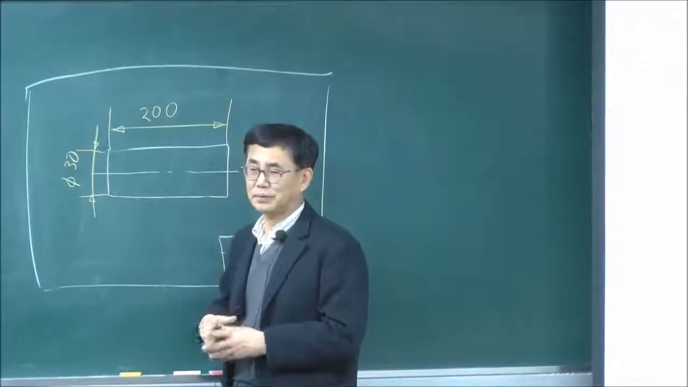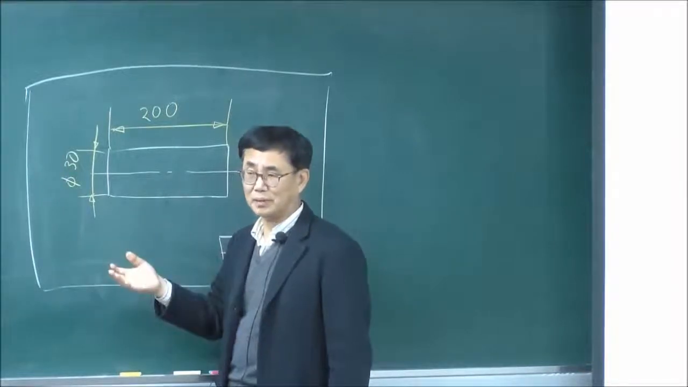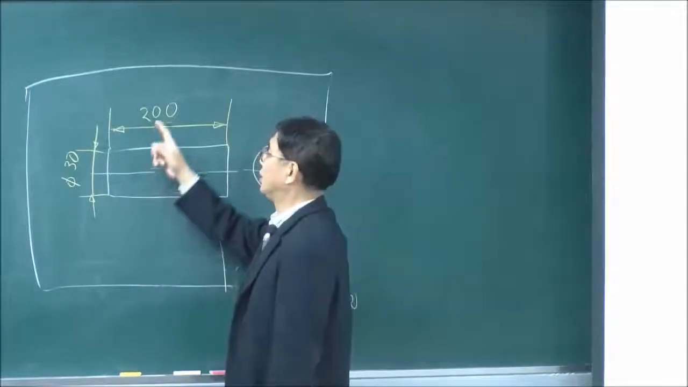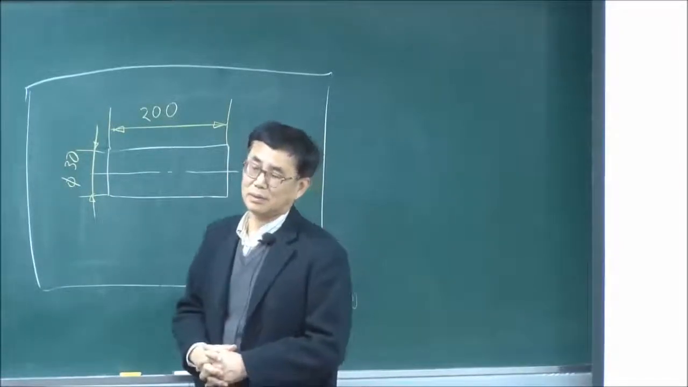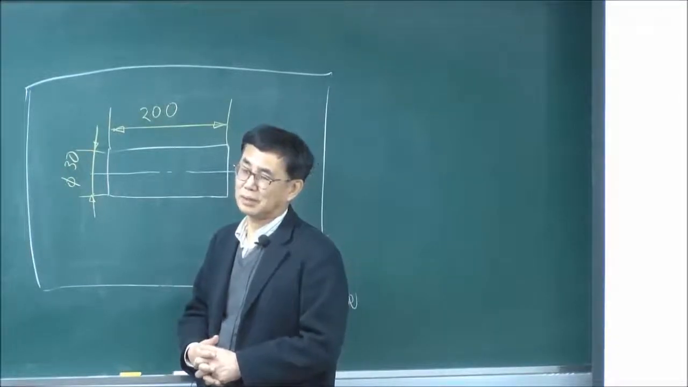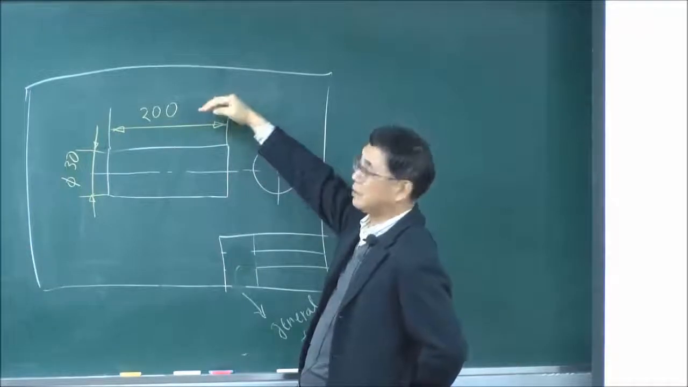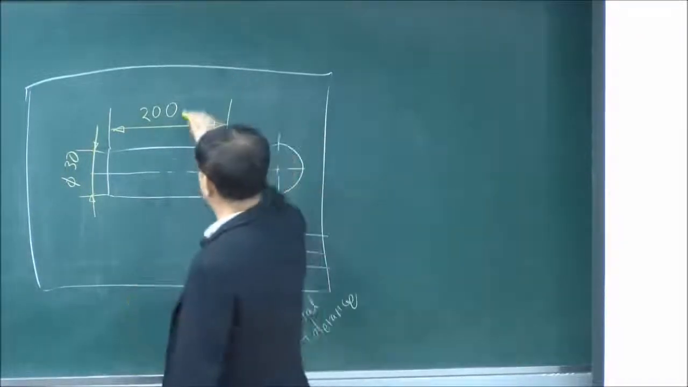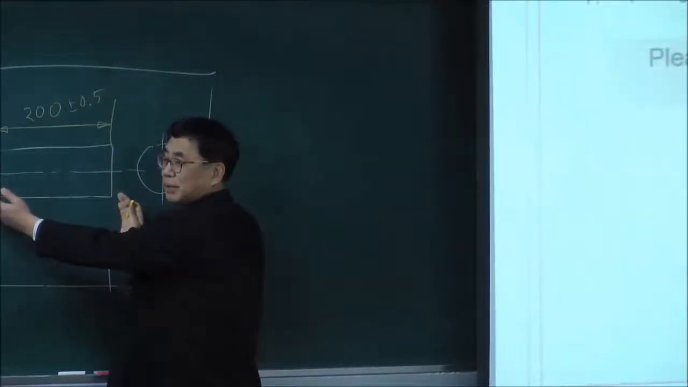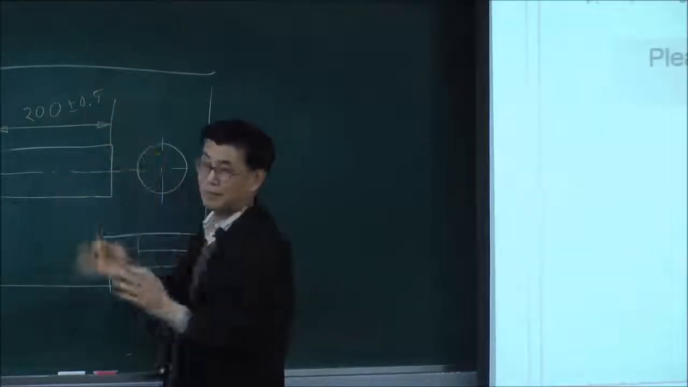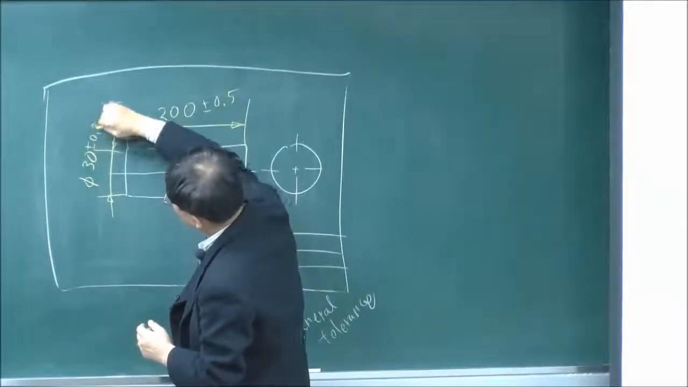There is no way to manufacture exactly 200.0000. It is a very, very expensive requirement. The cost to generate a 200.000 millimeter cylindrical part may be more than $10,000. It's very expensive. So you may give the number 200 some allowance, maybe plus minus 0.5. Considering the function of this cylindrical part, 200 plus minus 0.5 would be enough. And for 30, maybe a plus minus 0.2 allowance.